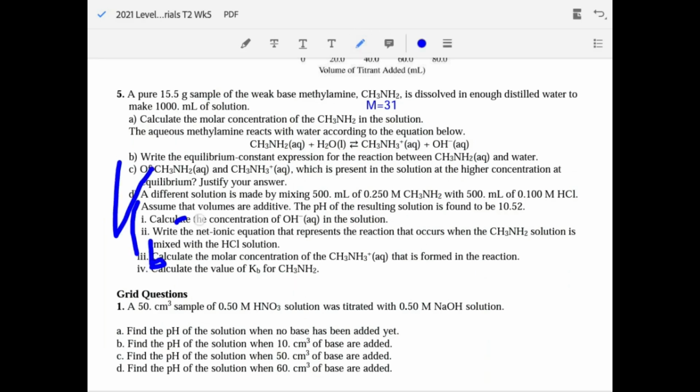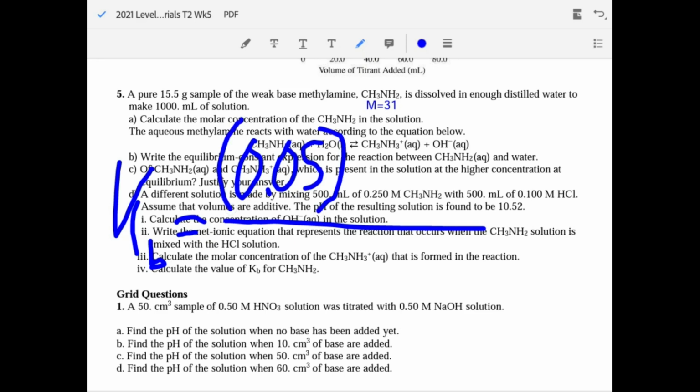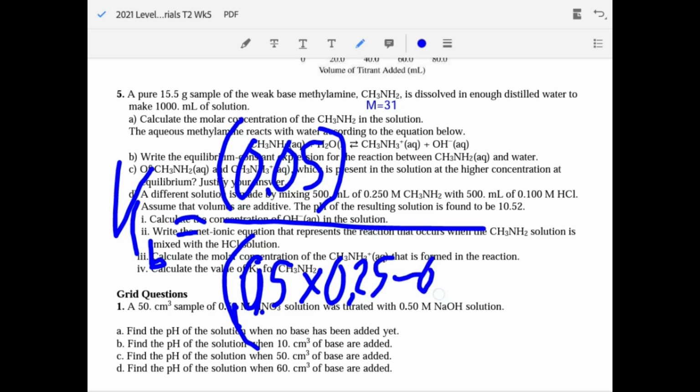So we got from before that 0.05 of CH3NH3+ was produced. So that means from this, 0.05 was used up. So into 0.5 times 0.25 minus 0.05 over, well, you don't need to put over because it's 1. So 500 plus 500 ml is 1000 ml, which is 1 liter. So you don't have to worry about it because 1 doesn't really affect the situation.